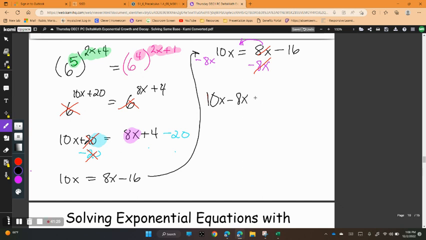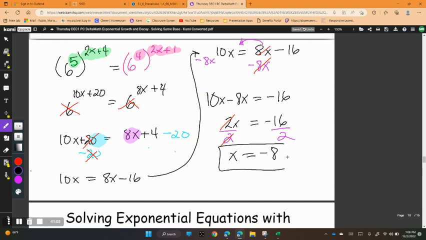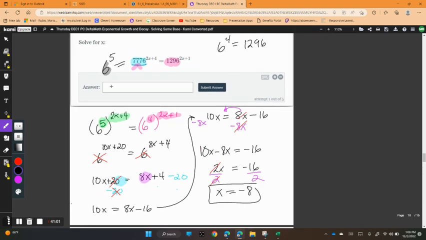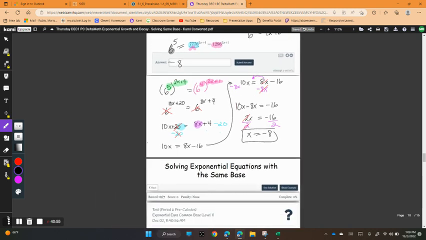So I'm rewriting this. 10x minus 8x equals minus 16. 10x minus 8x is just 2x equals negative 16. Now I want to get rid of this 2, which I can do by dividing both sides by 2. My 2's cancel out here, and I'm left with x equals negative 16 over 2, which is negative 8. Okay, and that's what I'm going to type into this. I don't think I need to type the x. I think I just type negative 8, and that should give me the answer.